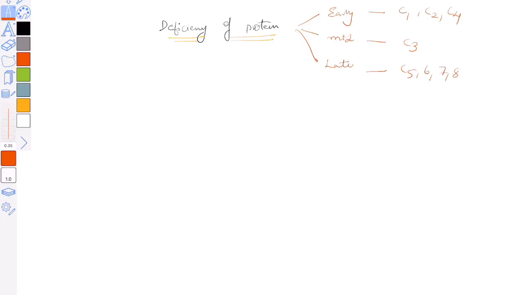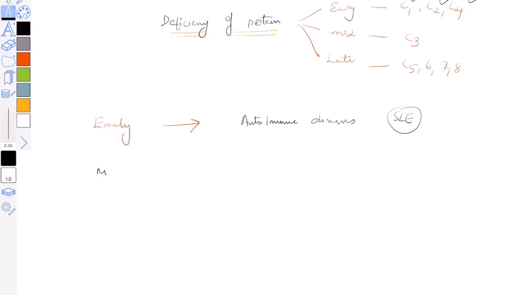Clear? So what is going to happen if there is a deficiency of early proteins? Whenever there is a deficiency of early proteins, which are nothing but C1, C2 and C4, there will be high chances of occurrence of autoimmune diseases, and the best example is SLE. Many autoimmune diseases are mainly concerned with the deficiency of these early proteins, that is C1, C2 and C4.